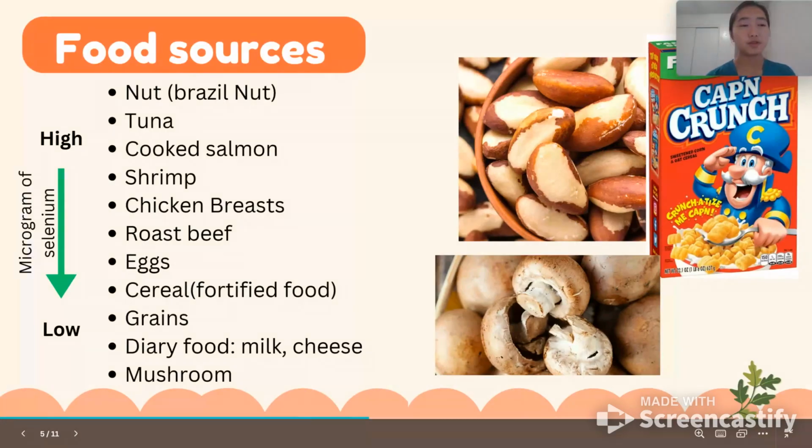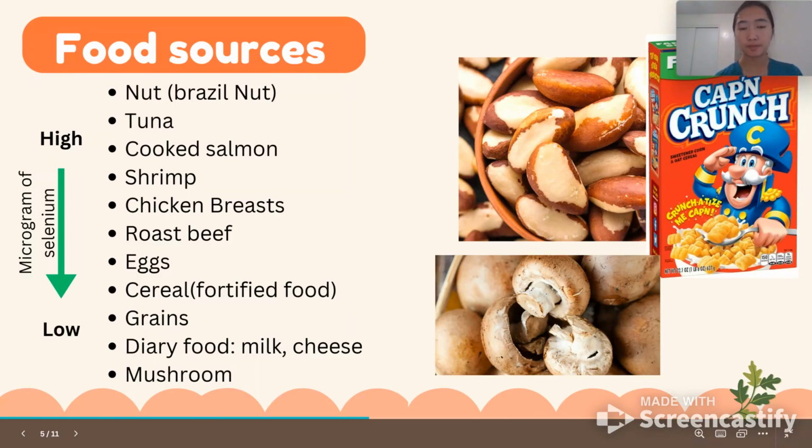Food sources. These are the food sources ranking from high to low selenium. So nuts, Brazil nut, tuna, cooked salmon, shrimp, chicken breast, roast beef, eggs, cereals, grains, dairy food like milk, cheese, and mushrooms.